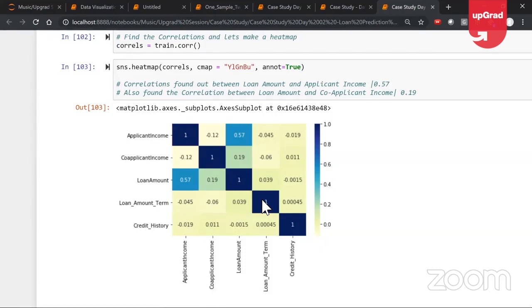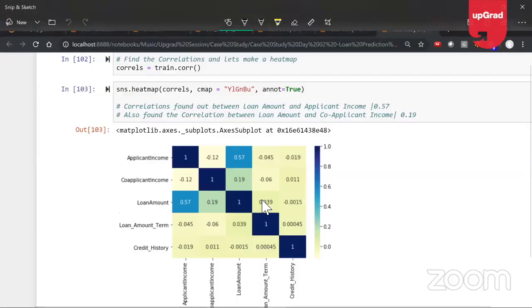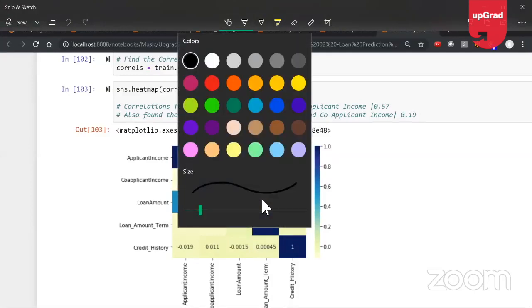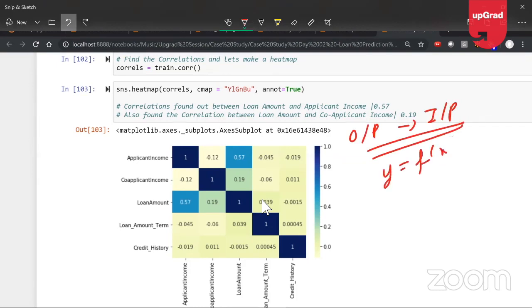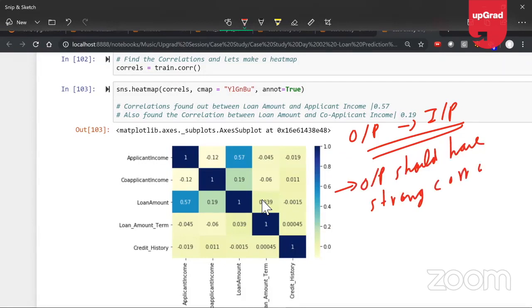Let's look at this right now. Let's say we want to predict an output, and we have an input here. Okay, I'll take a simple regression problem. Let's say there's some y equal to f(x) that we have here. Let me take some input and output. The idea is the output should have strong correlation with input.